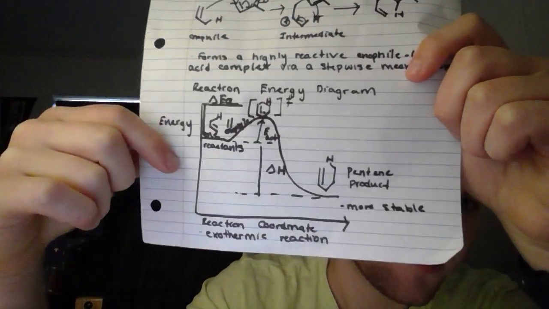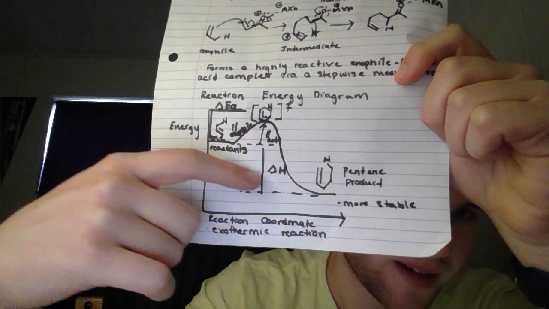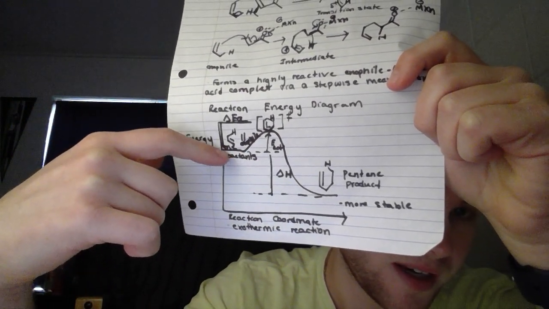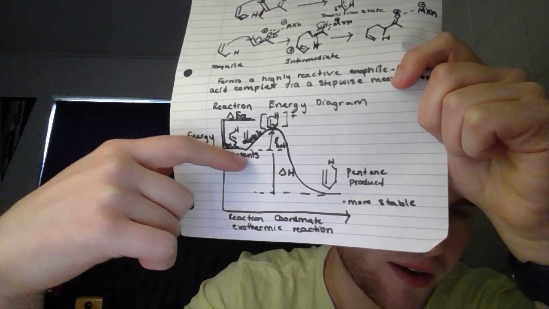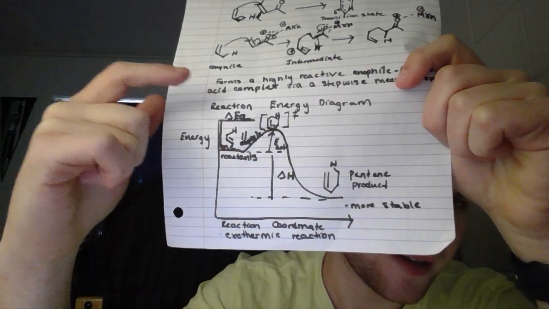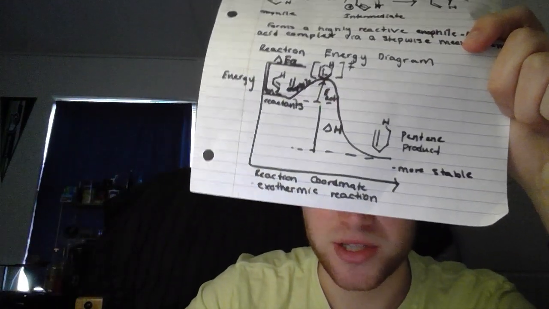For the reaction energy diagram, it's exothermic, as you can see by your total change in enthalpy here. And both the ene and the enophile have a higher energy than your actual alkene product, with the intermediate, or the transition state being much higher in energy.